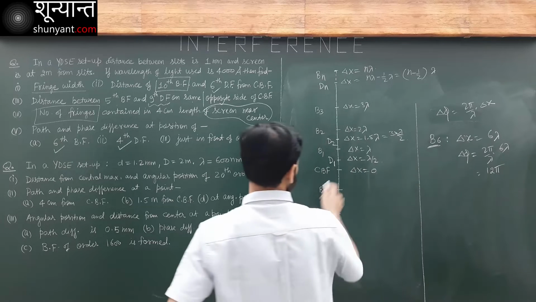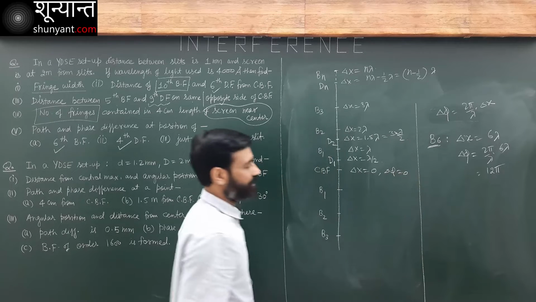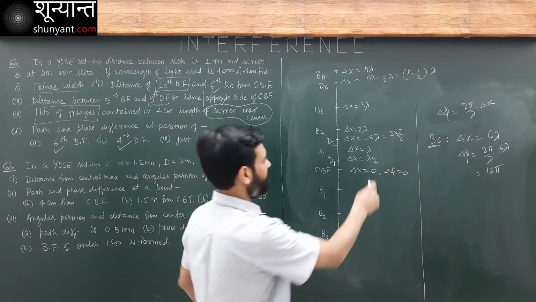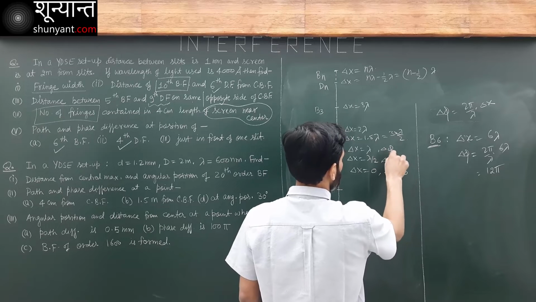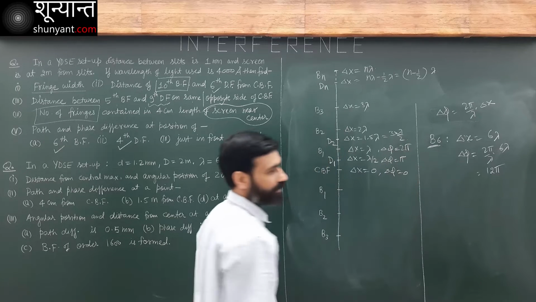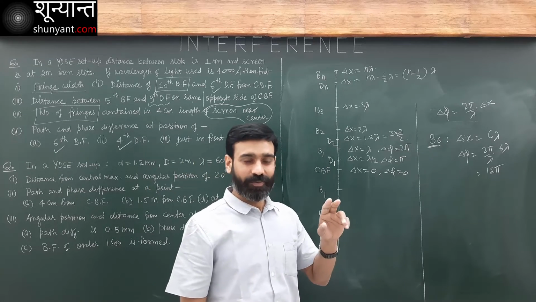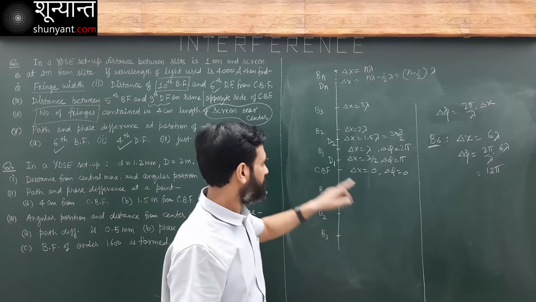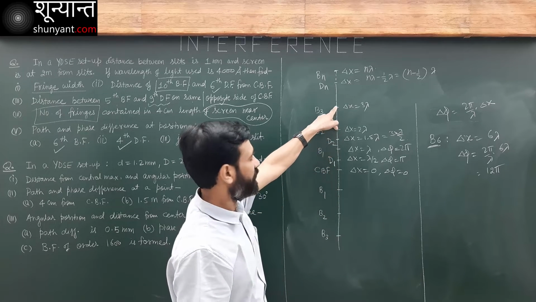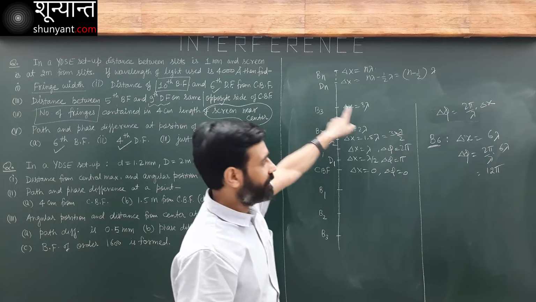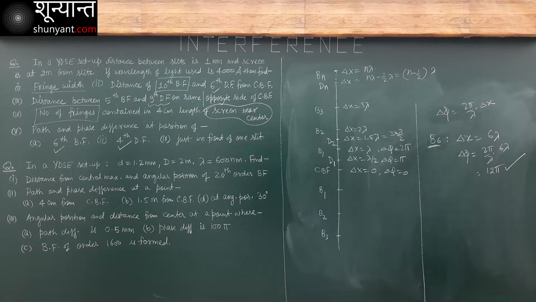Phase difference here is 0. At this point here phase difference becomes pi. Here phase difference becomes 2 pi. Path difference of lambda corresponds to phase difference of 2 pi. So 0, 2 pi, 4 pi, 6 pi. For this 6th bright fringe, it will become 12 pi.